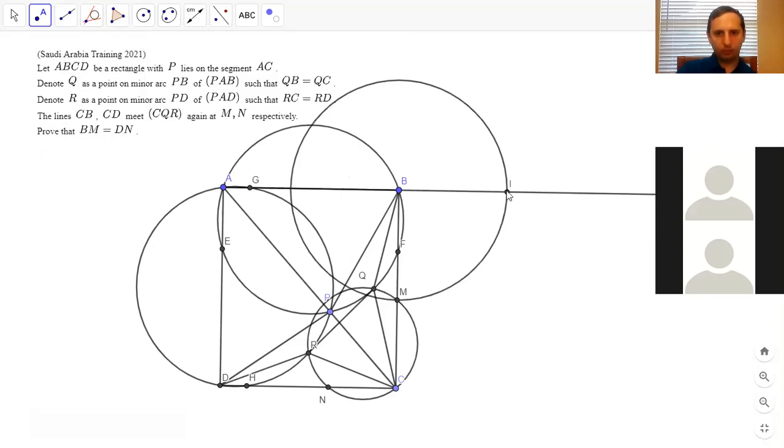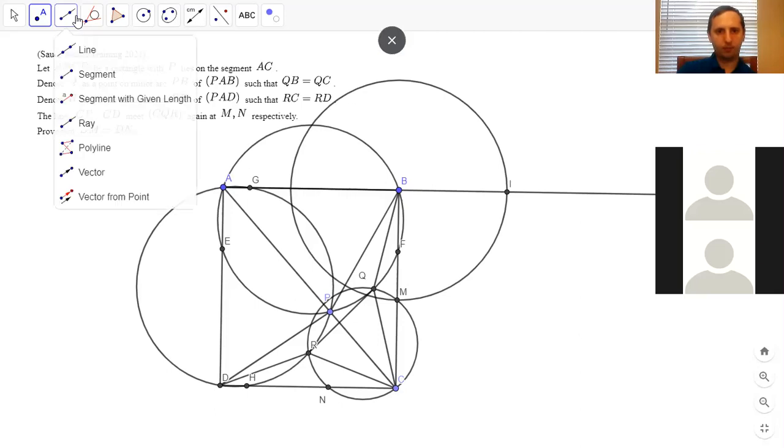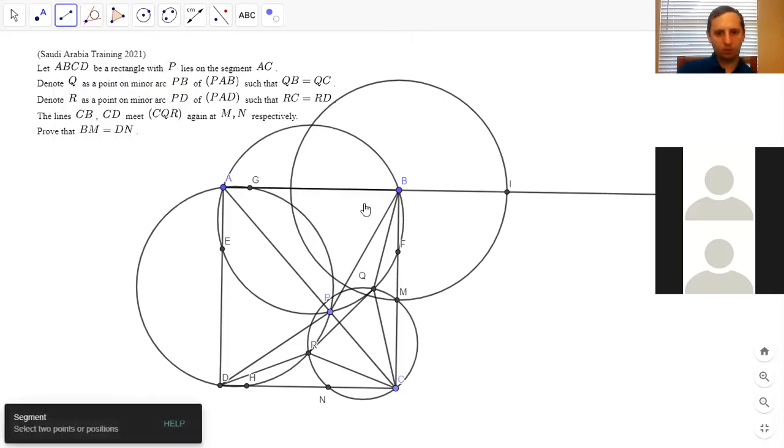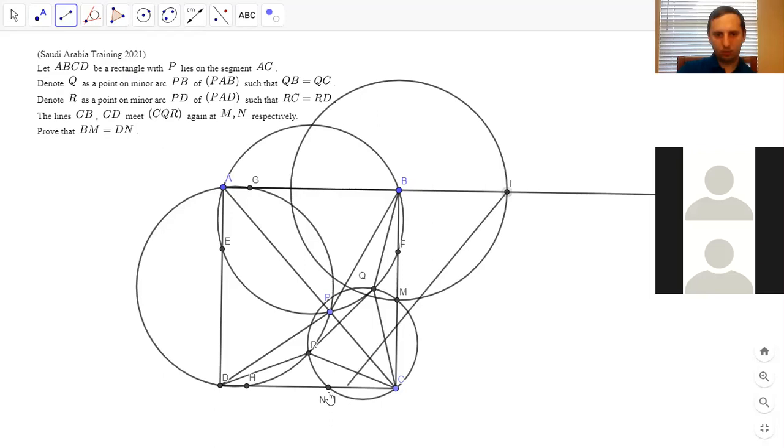So basically we want to show that BIND is a parallelogram. I don't know how much that really helps though, but we know that BIM is an isosceles right triangle. Yeah, I don't think that really helps much.